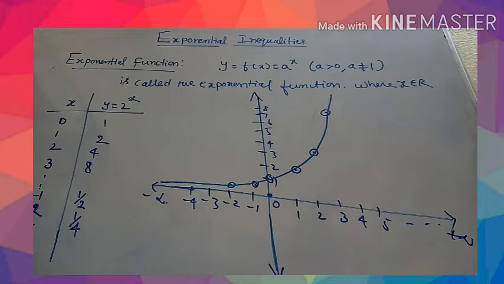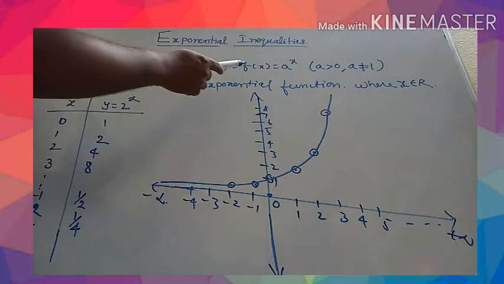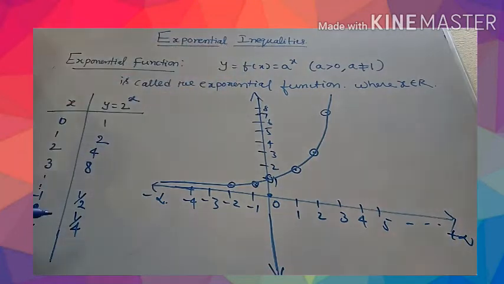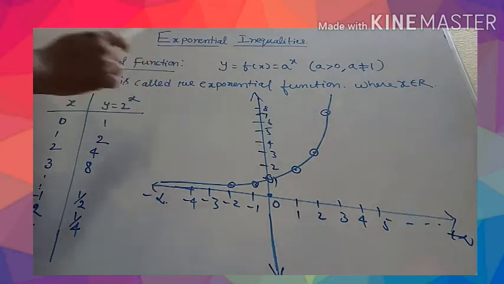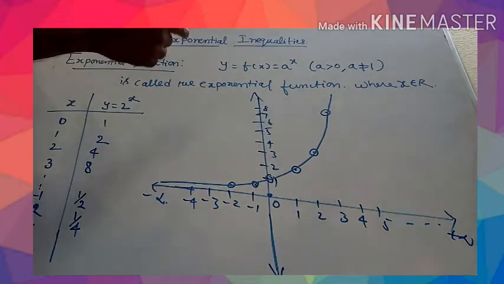Welcome to today's class, Exponential Inequalities. In that, first we learn the exponential function, right? What is an exponential function? Suppose you take y = f(x) = a^x. A^x is the exponential function where a > 0 and a is not equal to 1. The base is always positive and not equal to 1, and x belongs to R.